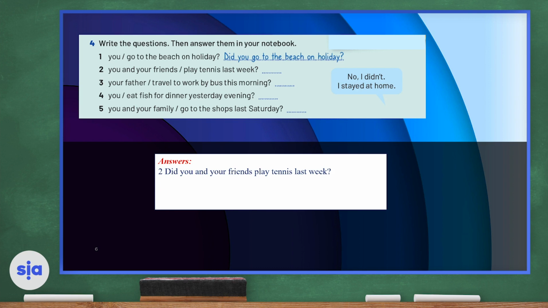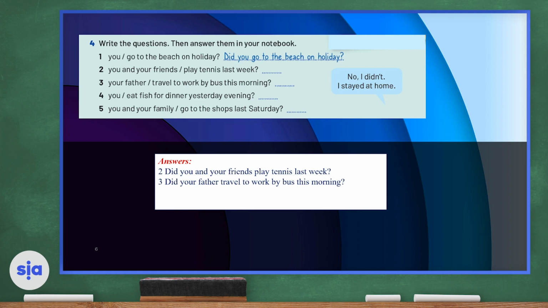Number 3, your father traveled to work by bus this morning. You can say, did your father travel to work by bus this morning? You can say, yes, he did. He rode the 7 o'clock bus.